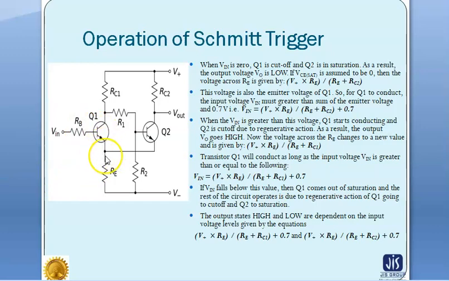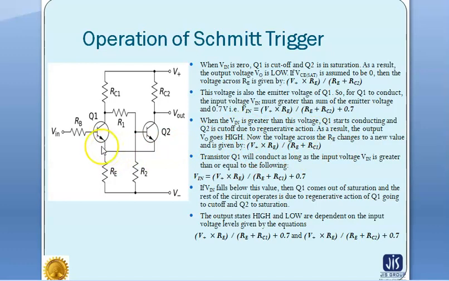Now the potential at this point will be the DC voltage V plus divided by RC1 plus RC2 into Re. So V plus into Re by Re plus Rc2. So in this configuration, when Q2 is in off state and Q1 is in on state, the voltage will be this.